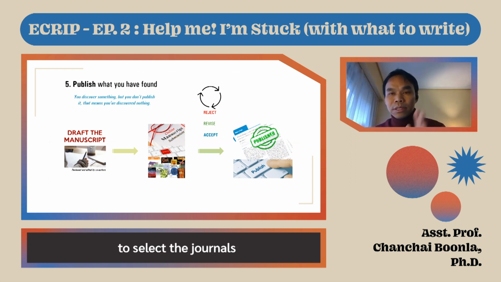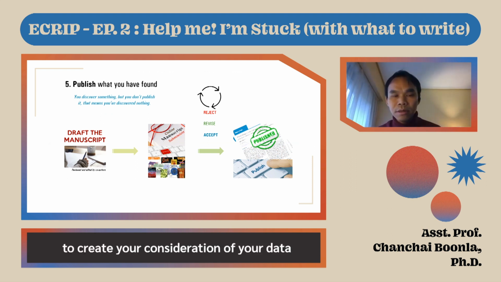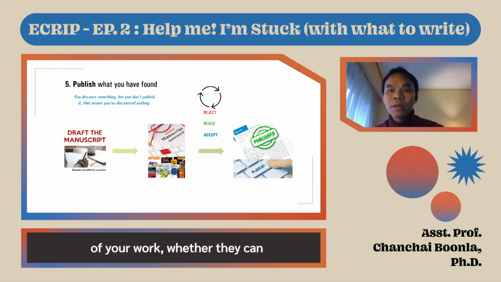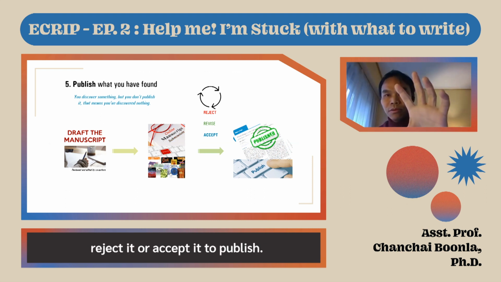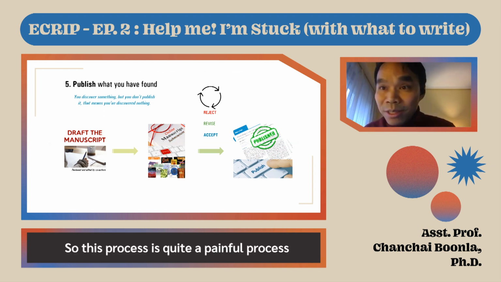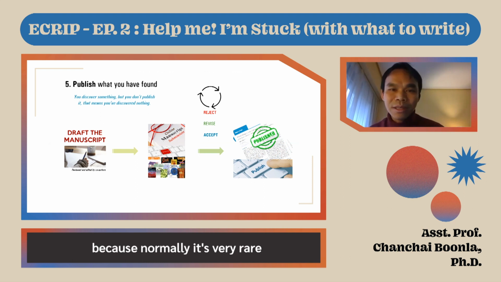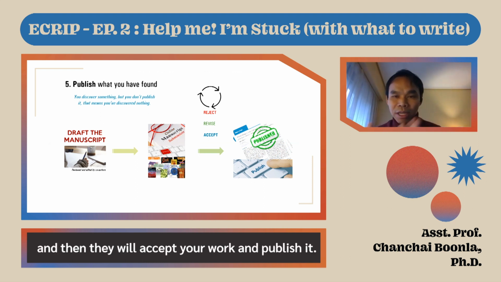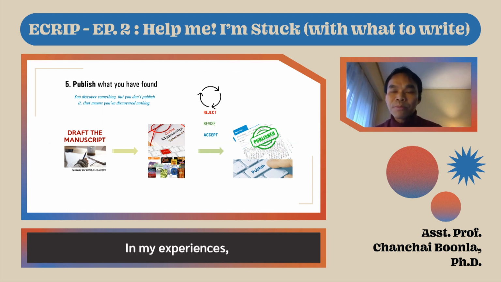When you decide to select the journals and then you submit it, they will take into consideration your data, your work, whether they're going to reject it or accept it to publish. So this is quite a painful process, because normally it's very rare that you submit to one journal and they accept your work to publish it.